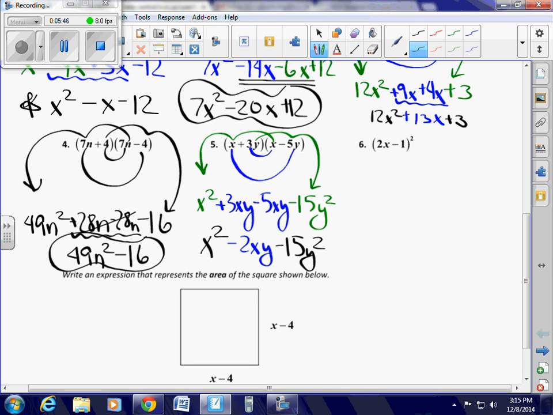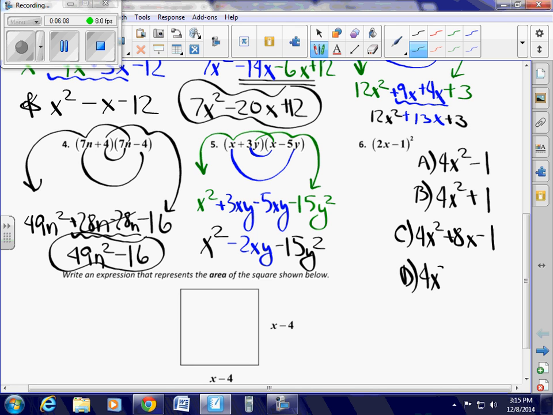Number 6, let me ask you something. Do you think this answer would be A, 4x squared minus 1, B, 4x squared plus 1, C, 4x squared plus 8x minus 1, D, 4x squared minus, let me back up there, 4x squared minus 4x plus 1.